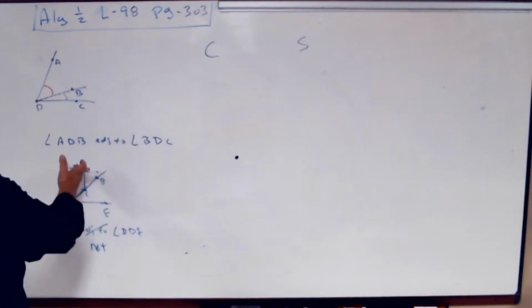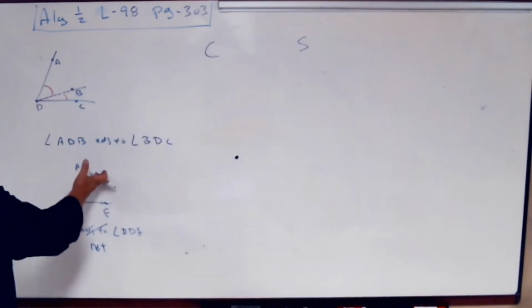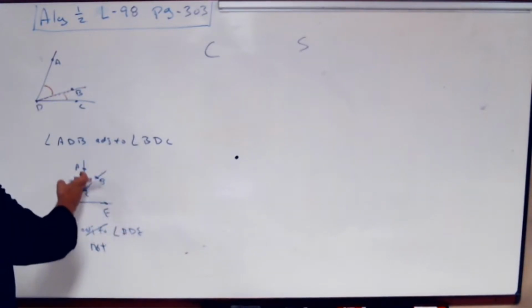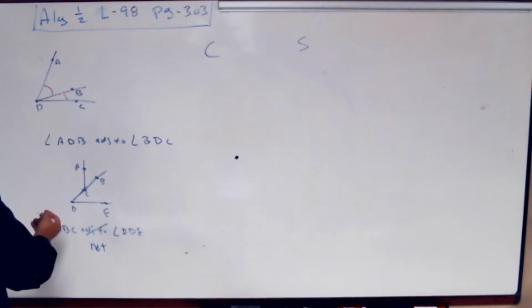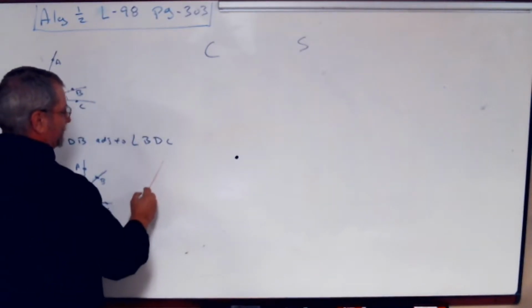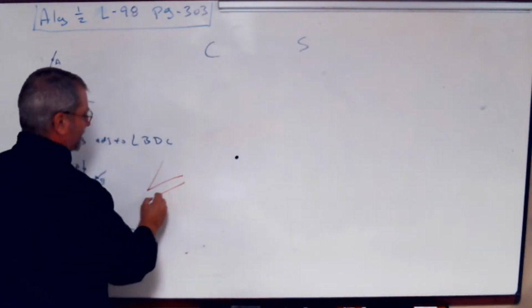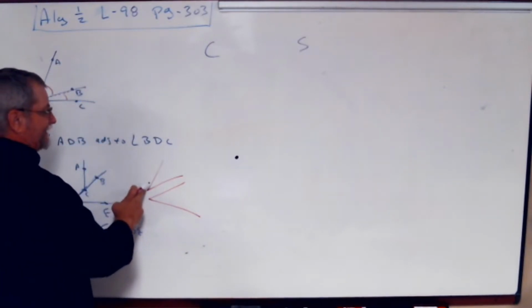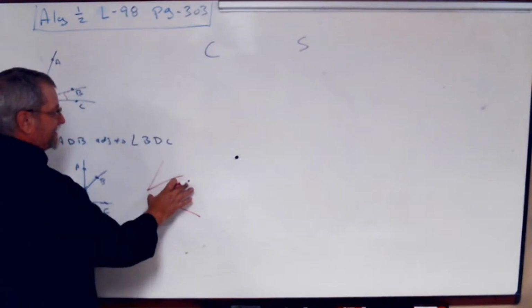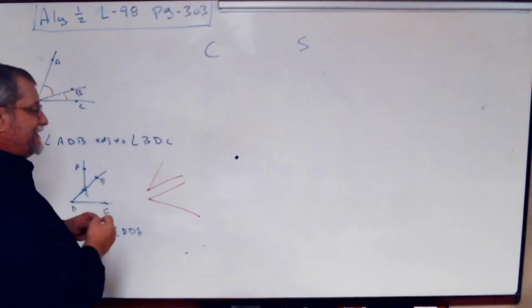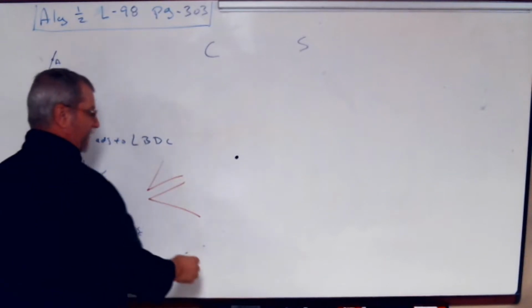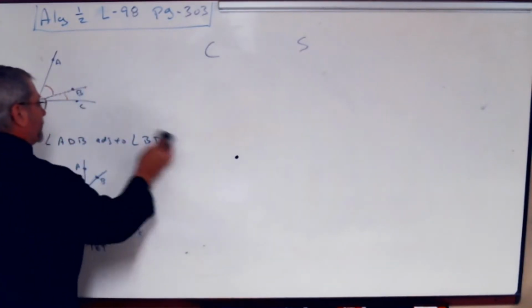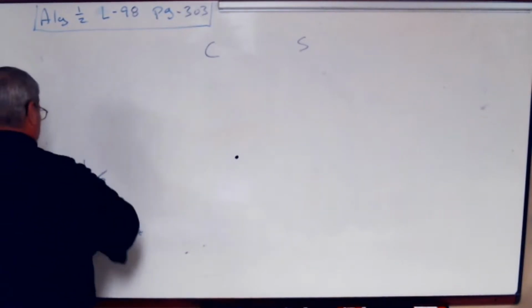Right here, I have angle ACB and angle BDE. These are not adjacent because they don't share a common side. They share part of one, but it's still not a common side. If I did this right here and this right here, these are not adjacent angles because this is not a common side. Adjacent means right next to each other, okay? That's pretty easy.